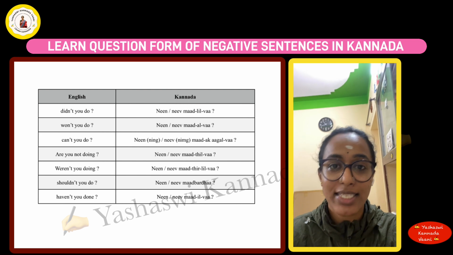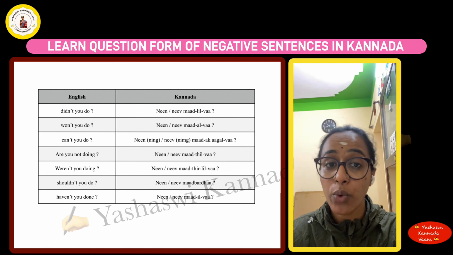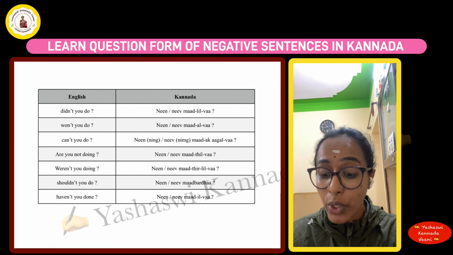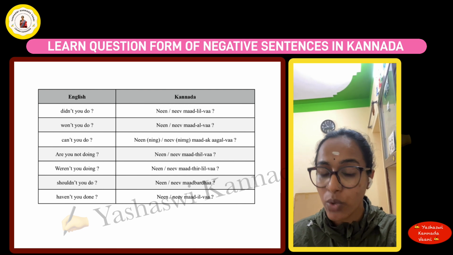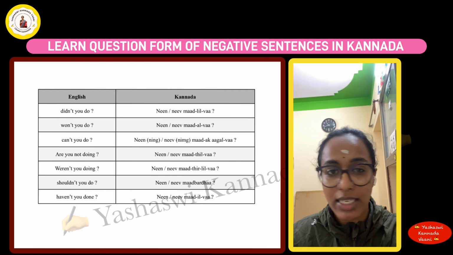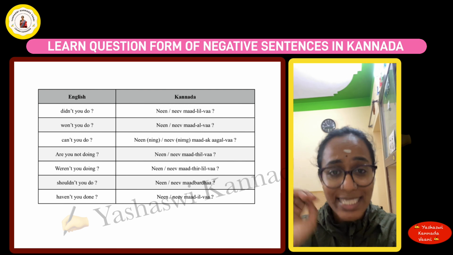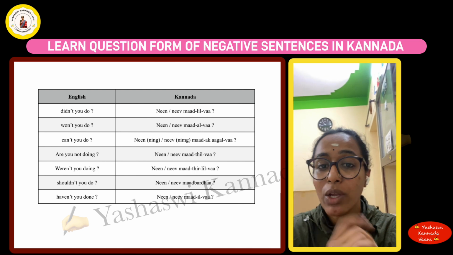So the negative sentences are: I didn't do, I won't do, I can't do, I'm not doing, I was not doing, I shouldn't do. So these were a few of the negative sentences. Now with these negative sentences I am going to frame the question.